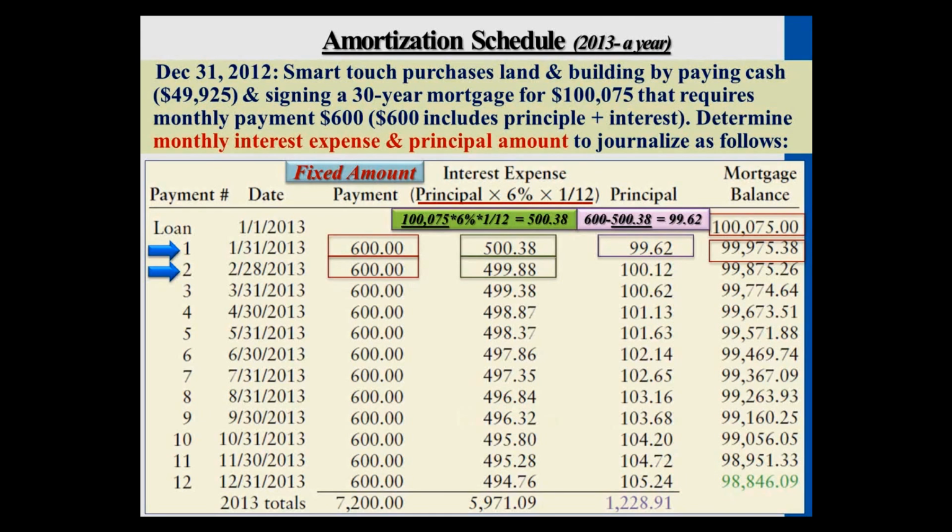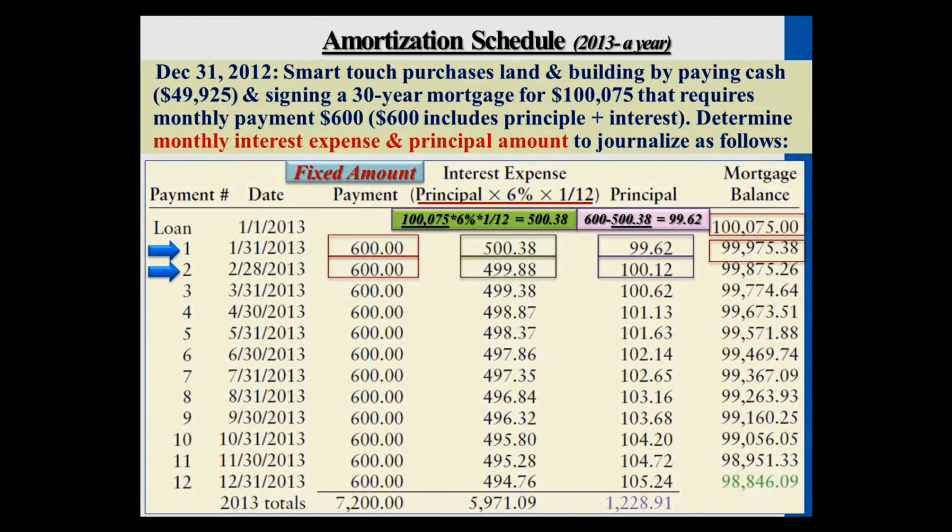So we use $99,975 multiplied by 6%, 1/12, and then the remaining part is the principal amount that we're paying. Because every single month we're paying off a little bit of principal amount, the balance will gradually reduce. That means the base to calculate your interest is also reducing. So the interest payment will gradually decrease and the principal amount will gradually increase.